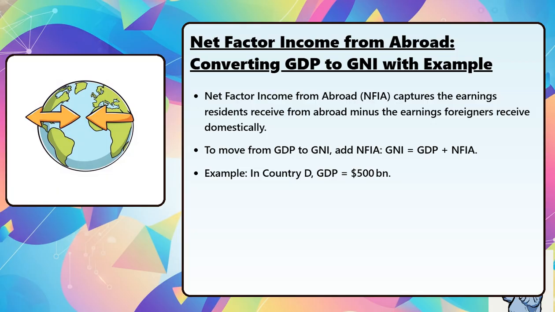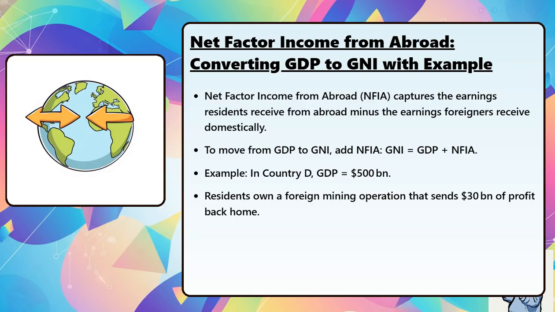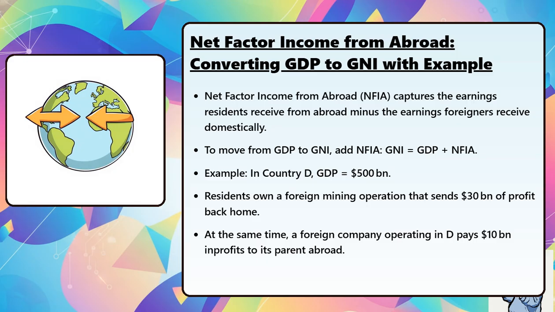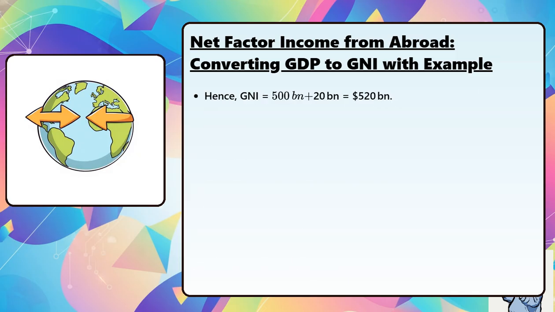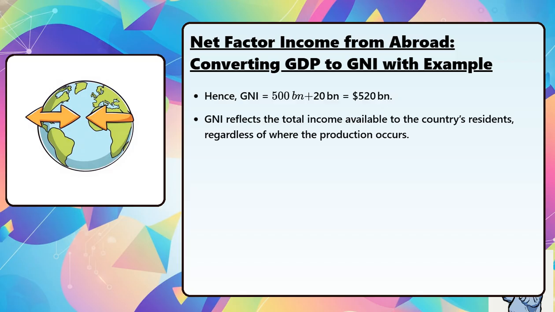Example: in country D, gross domestic product equals $500 billion. Residents own a foreign mining operation that sends $30 billion of profit back home. At the same time, a foreign company operating in D pays $10 billion in profits to its parent abroad. Net factor income from abroad equals $30 billion minus $10 billion equals $20 billion. Hence, gross national income equals $500 billion plus $20 billion equals $520 billion. Gross national income reflects the total income available to the country's residents, regardless of where the production occurs.